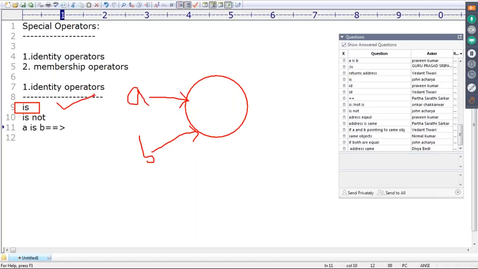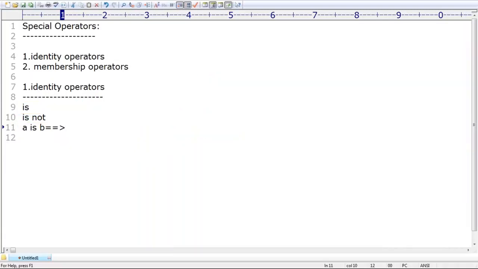Remember this one. A is B returns true means that A and B both are pointing to the same object. Then automatically A is B returns true.